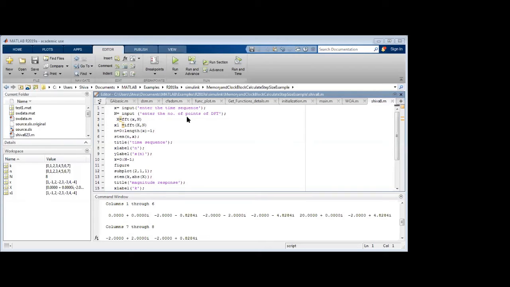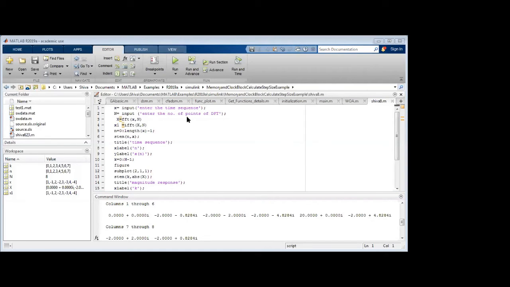The one simple keyword I'm using here is X = FFT(x, N). By default, it will take the time sequence and the N we have entered. Whatever data has been given is enough to calculate the entire thing, that is the DFT, whether it uses a DIT or DIF algorithm, and it will give the complete DFT output for N equal to 4 or N equal to 8.